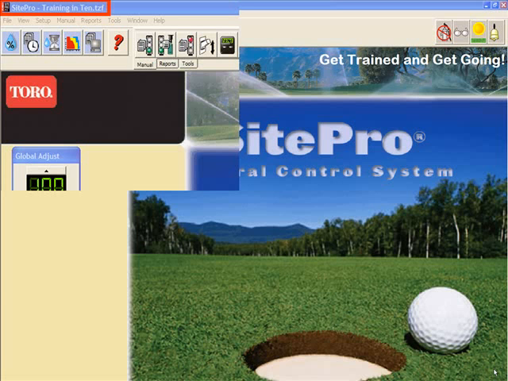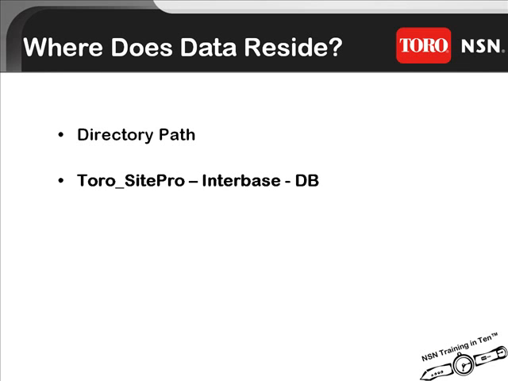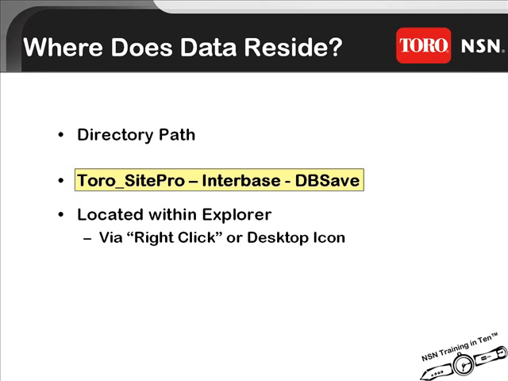So to begin the restoration process, we will first go to where the database is on your computer. As we have learned, where any data resides on your computer is referred to as its path. In the case of your Toro SitePro software, the path for your database is always Toro SitePro interbase dbsave. The Toro SitePro folder and all of its subfolders can be accessed through the Windows Explorer screen. Explorer can be opened by either right-clicking the Start button, which is located on the bottom left-hand corner of the screen, or on NSN computers we have placed an icon on your desktop that allows you to double-click and open Windows Explorer.